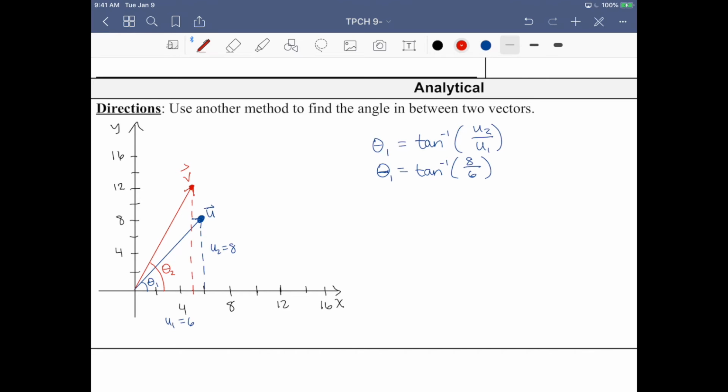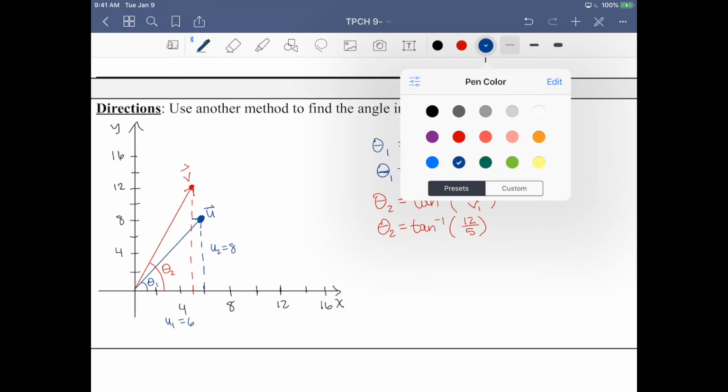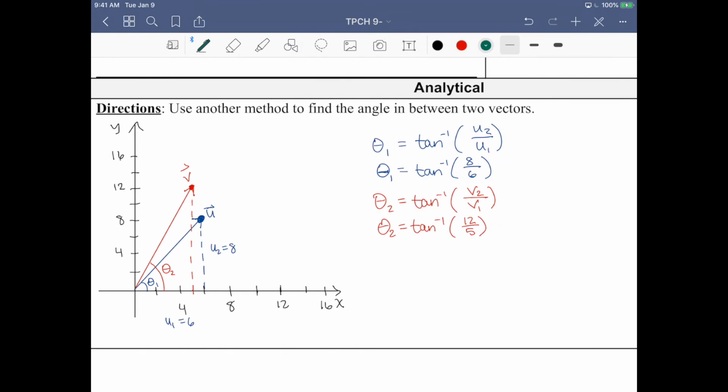For right now, I won't even bother labeling the red one, but very similarly, theta 2 is going to be inverse tangent of V2 divided by V1. So that would be inverse tangent of 12 divided by 5. I'll use a different color here. The angle I'm looking for is in here.